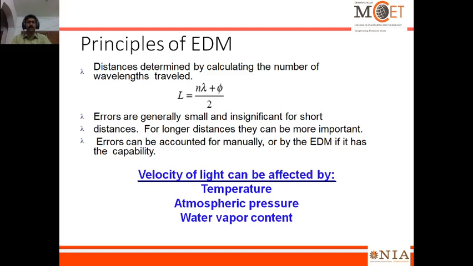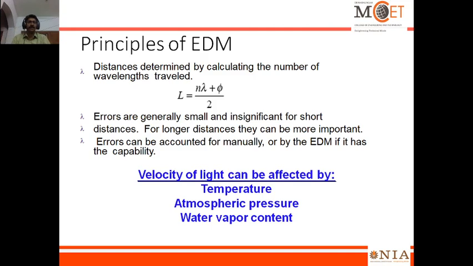The distance is determined by calculating the number of wavelengths traveled, number of waves 1, 2. So it is 2 times; we require only one distance, so we have to divide by 2. So the length is equal to (n lambda plus phi) by 2. Errors are generally small and insignificant for short distances. For longer distances they can be more important. Errors can be accounted for manually or by the EDM if it has the capability.